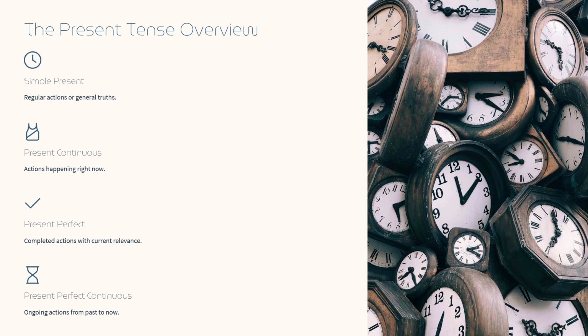There is the simple present, which is regular actions or general truths. The present continuous, actions happening right now. The present perfect, which is completed actions with current relevance. And the present perfect continuous, which is ongoing actions from past to now. And each one has a specific function, and we're going to discuss them more in depth in the next slide.